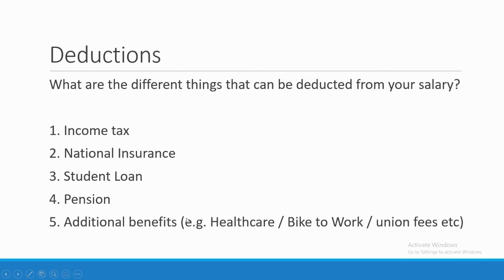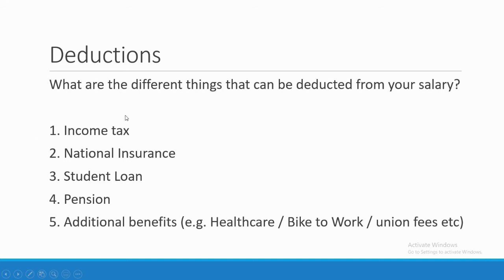So, for example, lots of people might pay a little bit towards health insurance. Okay, so if they get ill, they can maybe get some private healthcare. Quite a common one is a bike to work scheme. So the government run a scheme where you can buy a bike through a loan from the government, and then you pay it back via your salary, which you pay back before tax. And then some people pay extra things for stuff like union fees and that sort of thing.